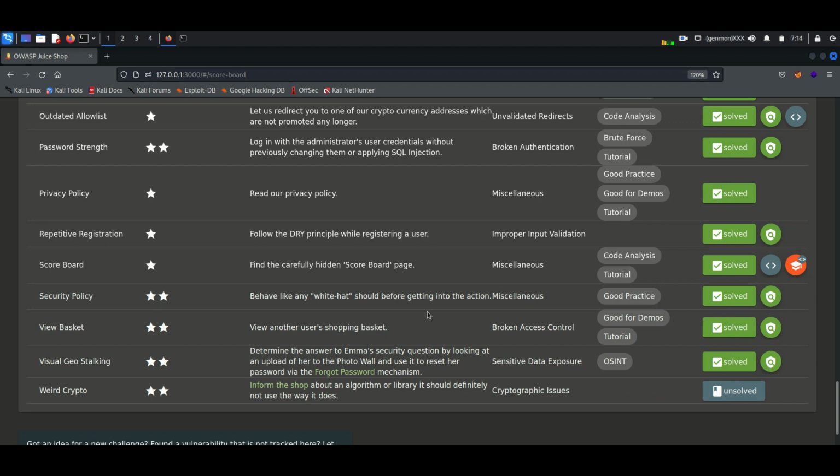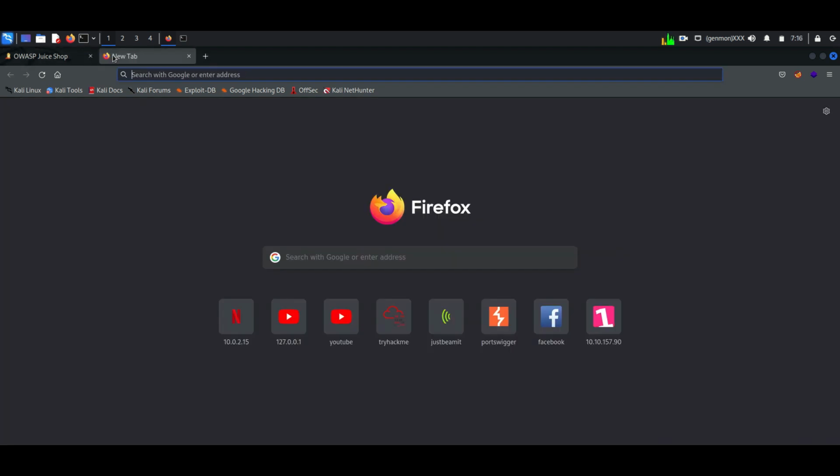Today we will continue exploiting two-star vulnerabilities of Juice Shop application. The vulnerability we will exploit today is about Weird Crypto. Our objective is to find the algorithm used for encryption and report it to the authority through feedback.